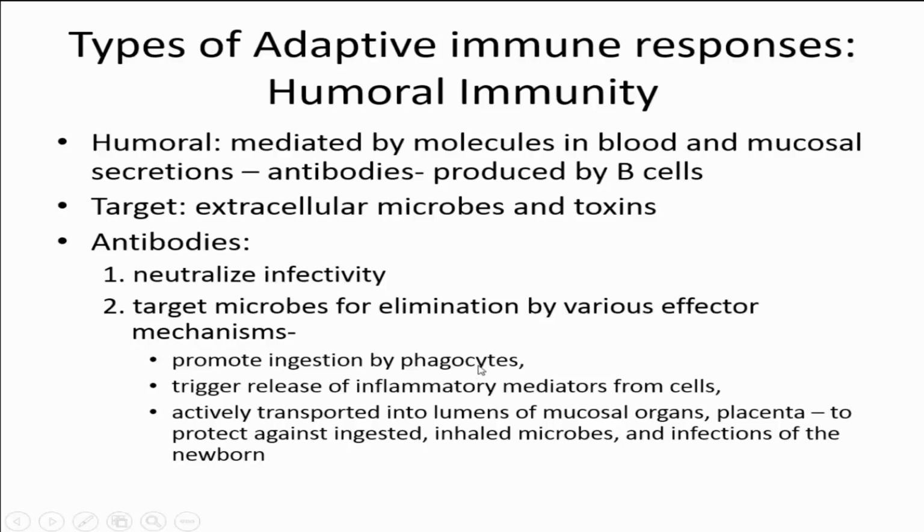So either it could be phagocytes, or they could say if it's a mast cell and the IgE is on the cell, then it's going to release the inflammatory mediators from the cell. Or if these antibodies are inside a lumen, for example, IgA in the GI system, they are going to help to just get those microbes from that lumen flushed out.